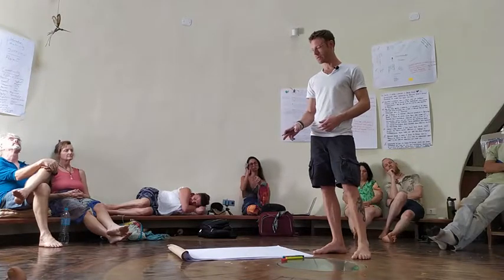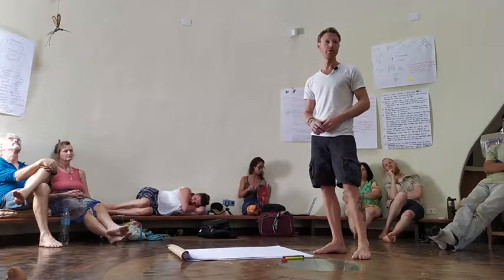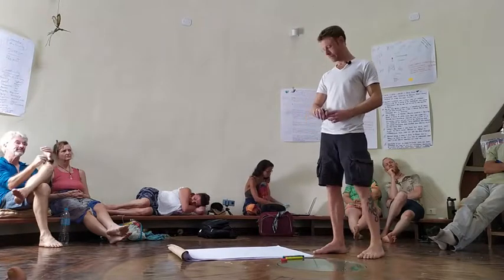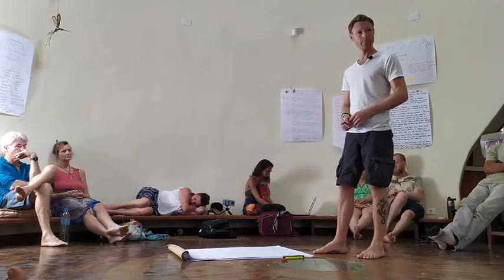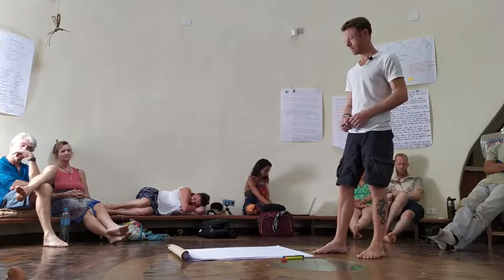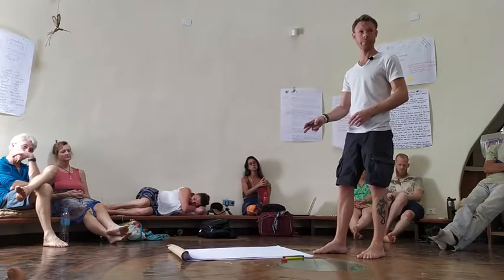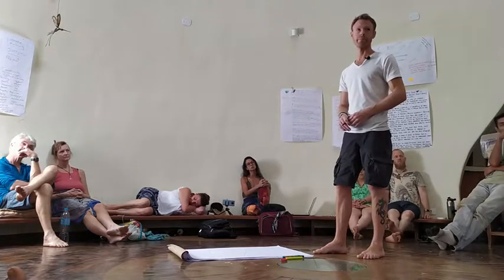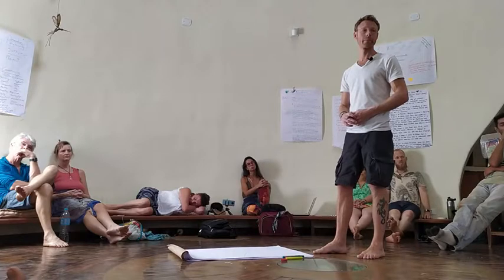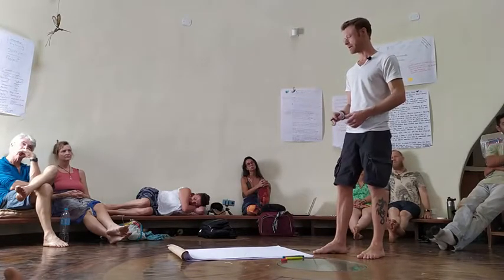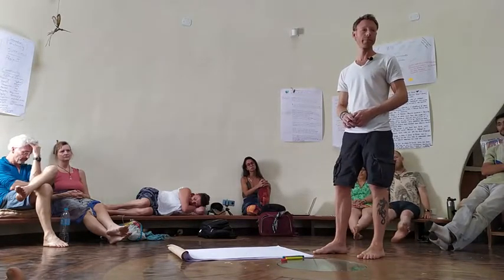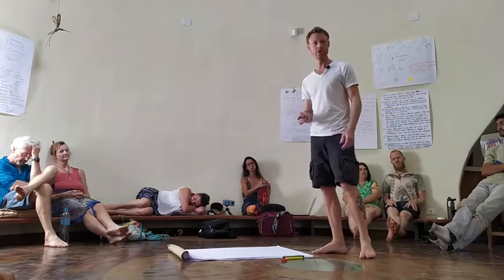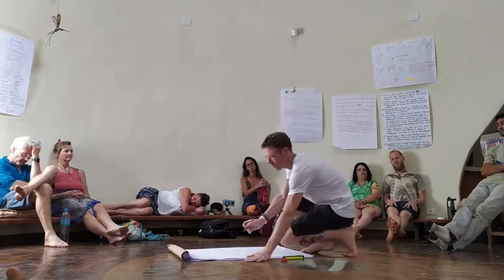So the first system I'm going to give a brief overview of is the social system. And to some extent, this is our navigational system. It's how we navigate together as a community. So there are two dimensions to the social system.